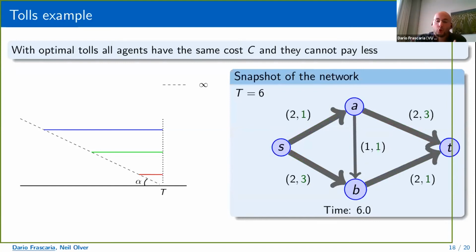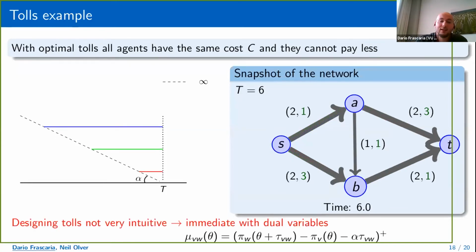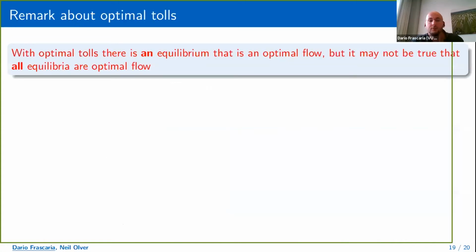I'm not going to show you why these tolls are optimal, I'm not going into details, but my point is that the shape of the tolls is not very intuitive, but it becomes immediate with the dual variables. So now we have an explicit formula for the tolls, and this is very convenient.